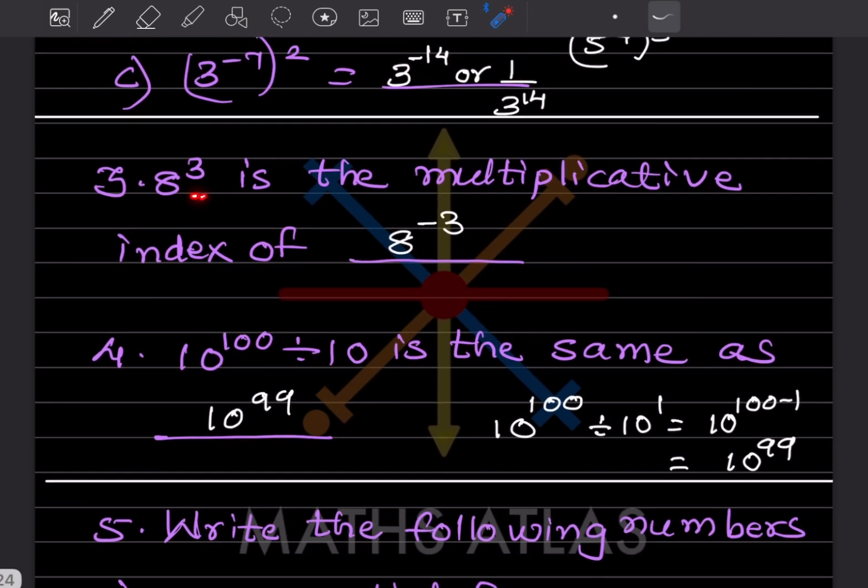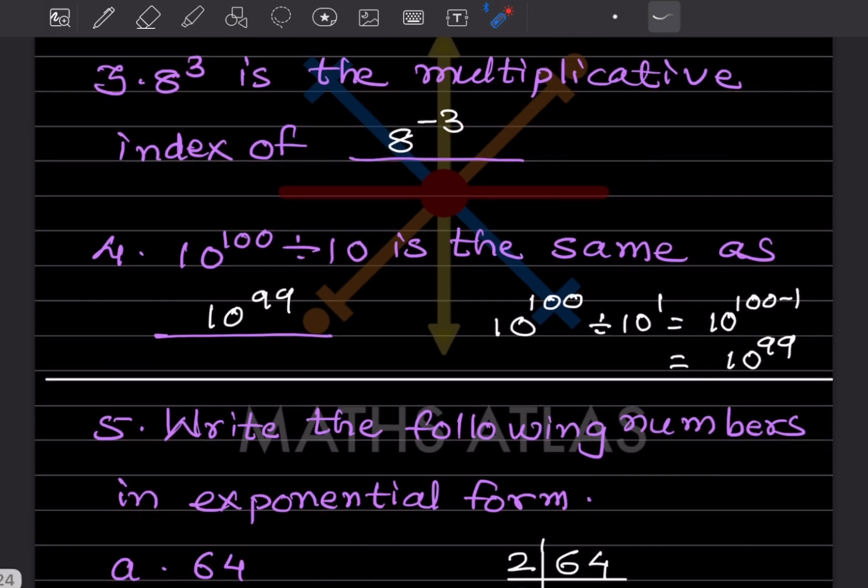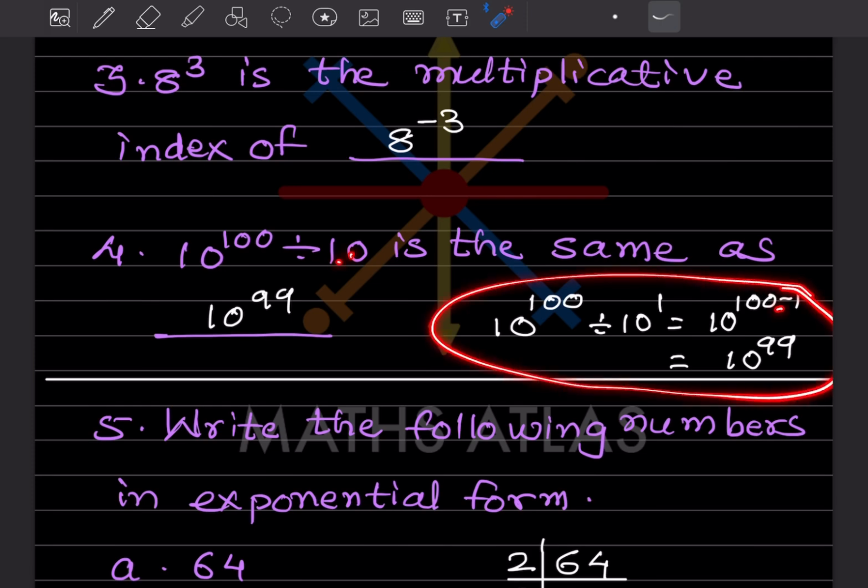Now 8 raised to 3, the multiplicative inverse of this, multiplicative inverse means you have to take the opposite of this one. So 8 raised to 3 will be 8 raised to minus 3. Now look here, 10 raised to 100 divided by 10 is the same as, so now this is the working.